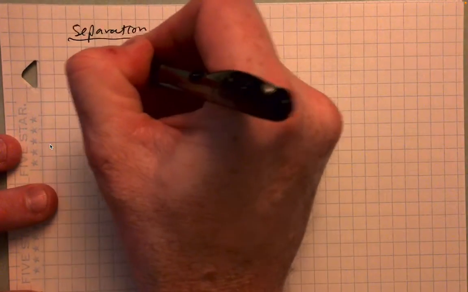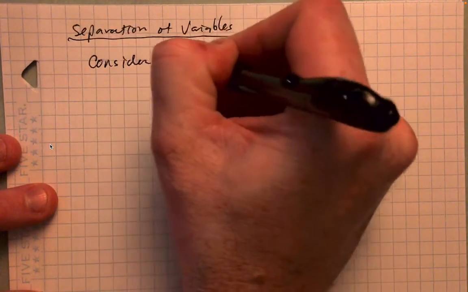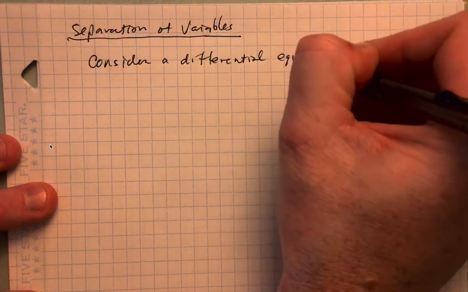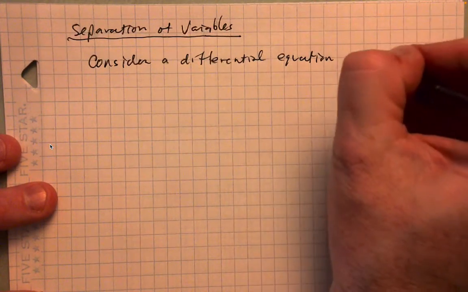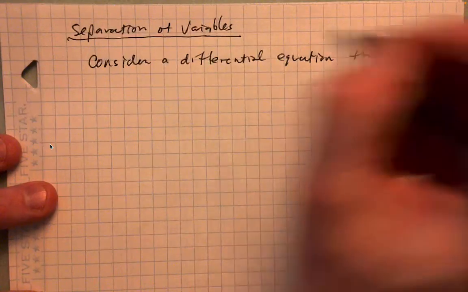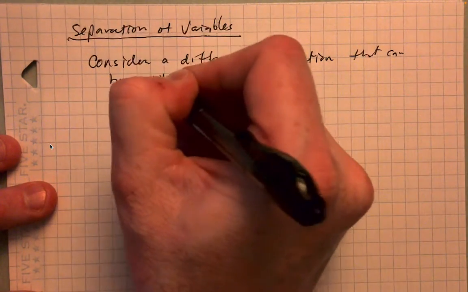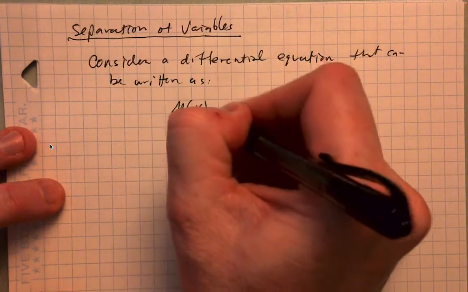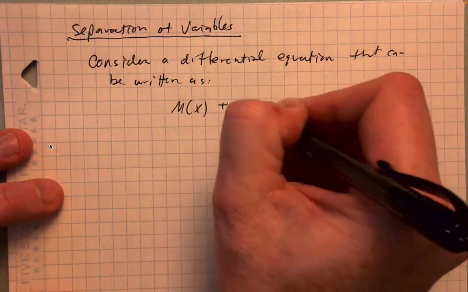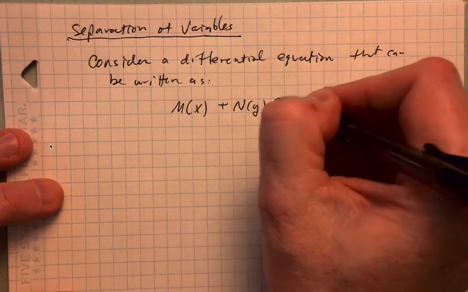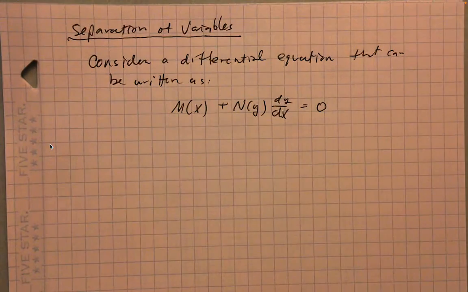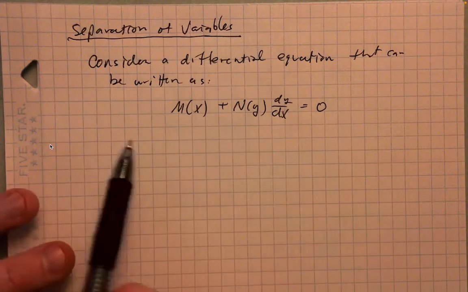Okay, so let's consider a differential equation that can be written like this: M of x plus N of y, dy/dx equals 0. So consider a differential equation that can be written like this.